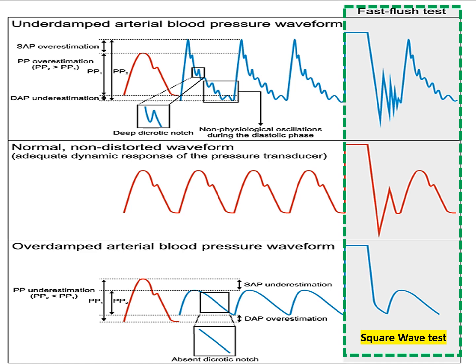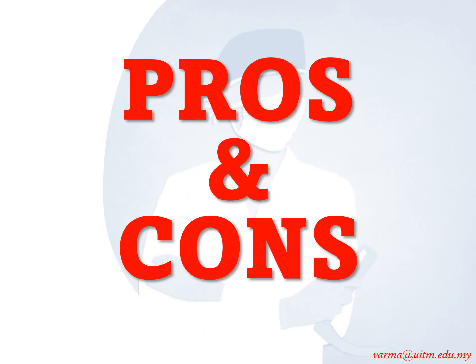If the system is underdamped, it means there is less suppression of energy after the square wave test. There will be multiple oscillations before a waveform can be displayed. Whereas in an overdamped system, a system being overly suppressed, after the square wave test there won't be any oscillation, and there will be a slow return of the display of the waveform.